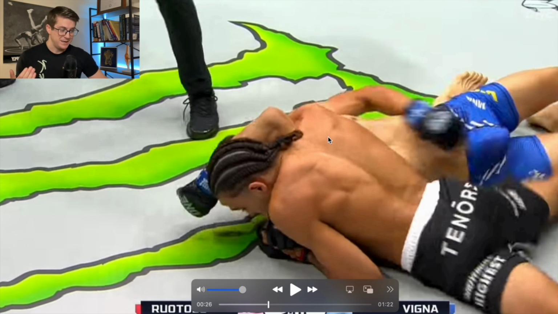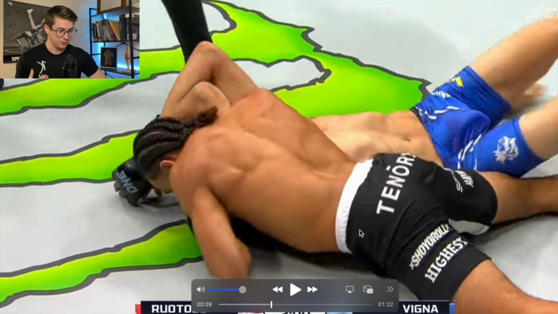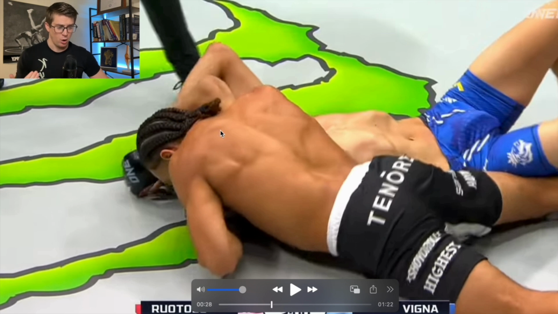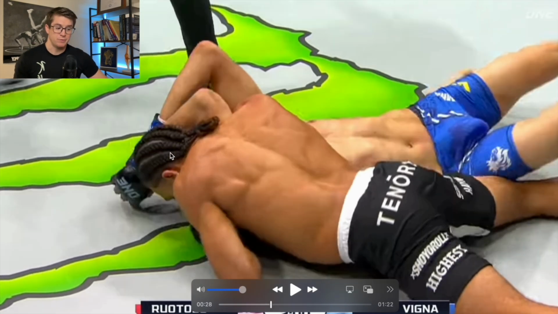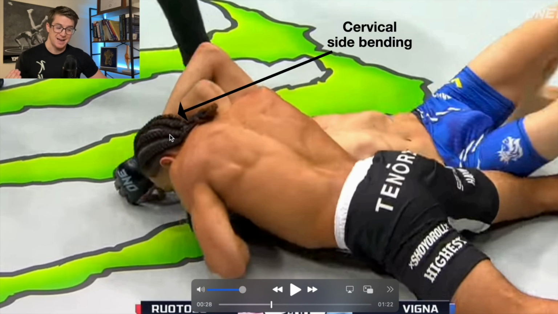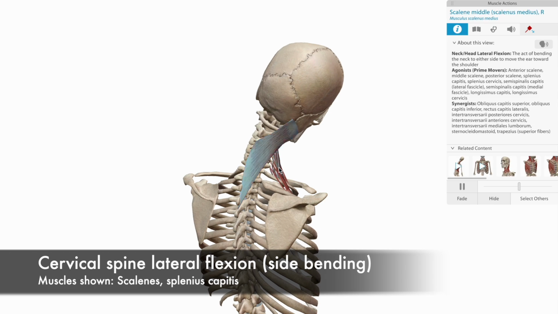But the posterior chain here, and you can actually see when he's trying to finish it, he starts to come up and put a little bit of pressure of his body weight up on Vigna's right arm, which is also helping occlude that right carotid artery. And then we're going to move finally to his neck. You can't really see it here, because he's not moving it. This is called an isometric contraction. But Kade is isometrically side bending his neck to the right to add to the occlusion pressure of the right arm of Vigna.